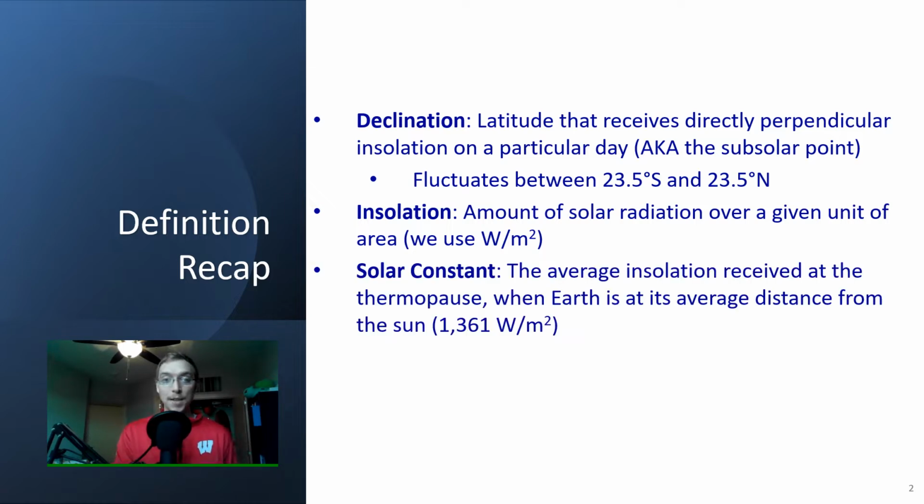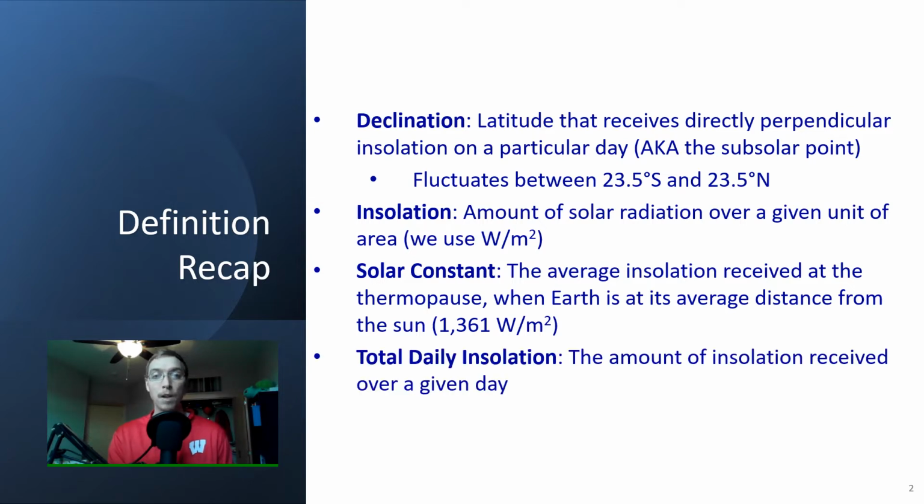We have our solar constant. This is the average insolation received at the thermopause, which we talked about in the structure of the atmosphere lecture, when Earth is at its average distance from the sun. So this is 1,361 watts per meter squared. Sometimes you might see this rounded as 1,370 watts per meter squared. You might recall that from Geography 104. It obviously is not a perfect number, but that's the constant we typically use. And then we've got total daily insolation, which is the amount of insolation received over a given day.